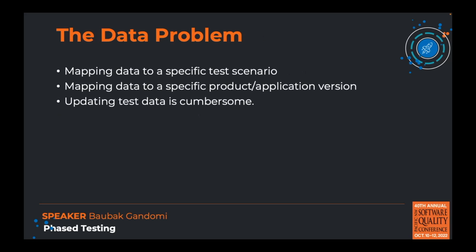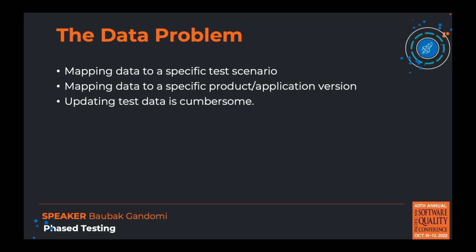The data problem refers to the data, of course, and the problem is that it's very hard to map data to a specific scenario. Also, when you upgrade a system, the data is lost. It's changed already, so it's biased. Another problem was that mapping data to a specific product or application version was also very hard. Data models change from one version to the other, so it's also very hard to update the test data based on these kinds of systems.